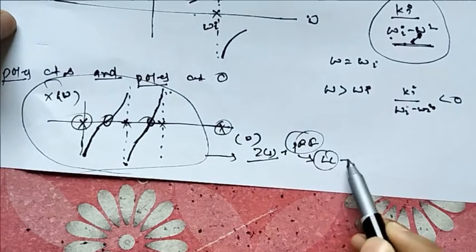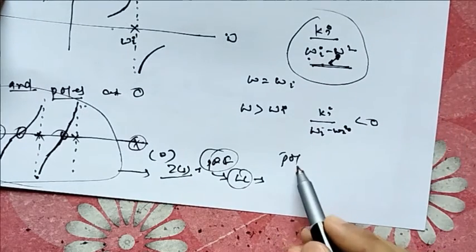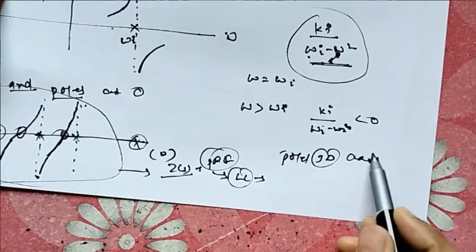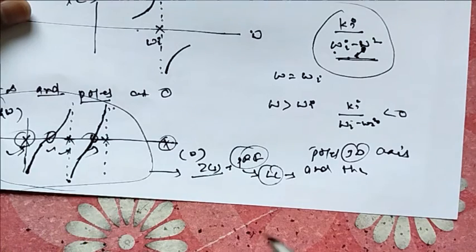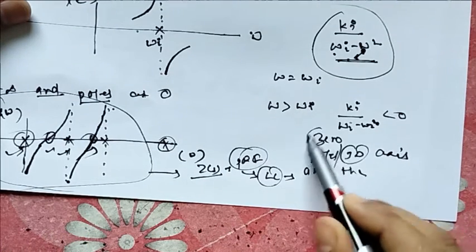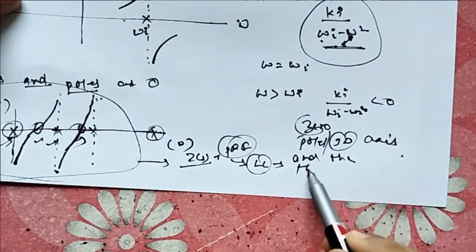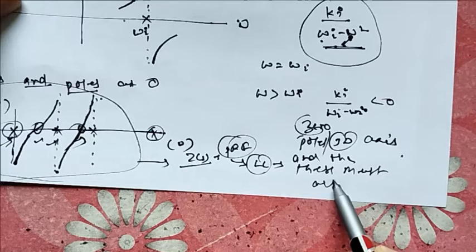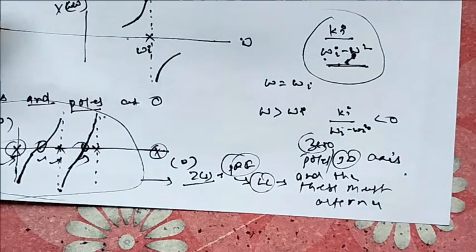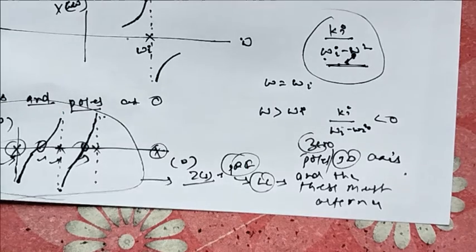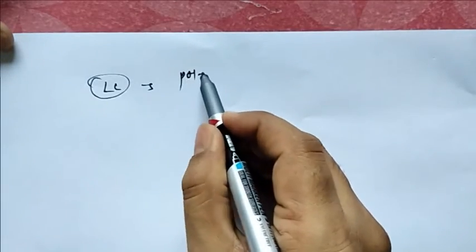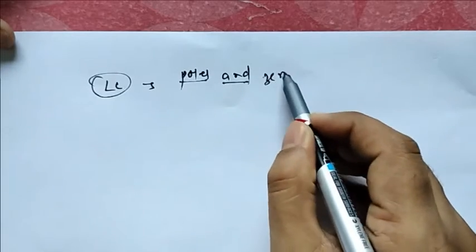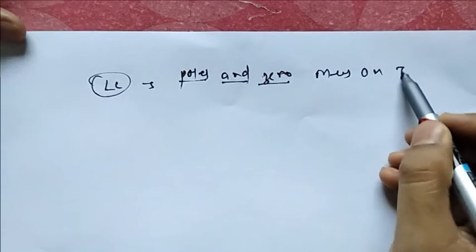or exactly calling it an LC function, has poles and zeros on the j omega axis, and that too they must alternate, poles and zeros. Let me write: poles and zeros must be on the j omega axis, and these must alternate. So lastly we came to the conclusion that for an LC function the poles and zeros must be on the j omega axis.